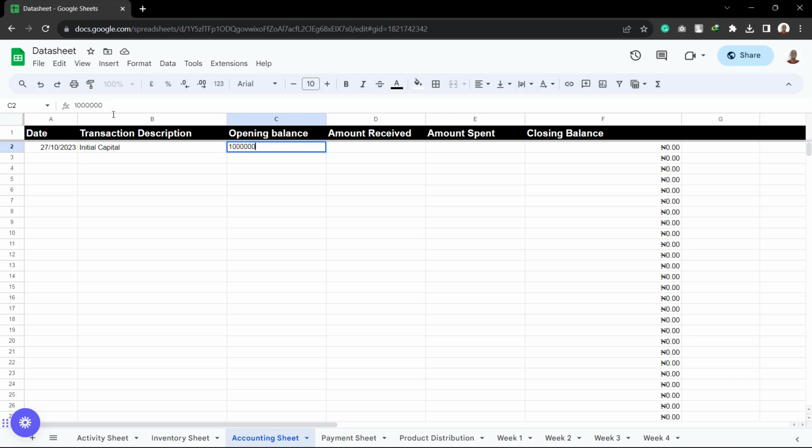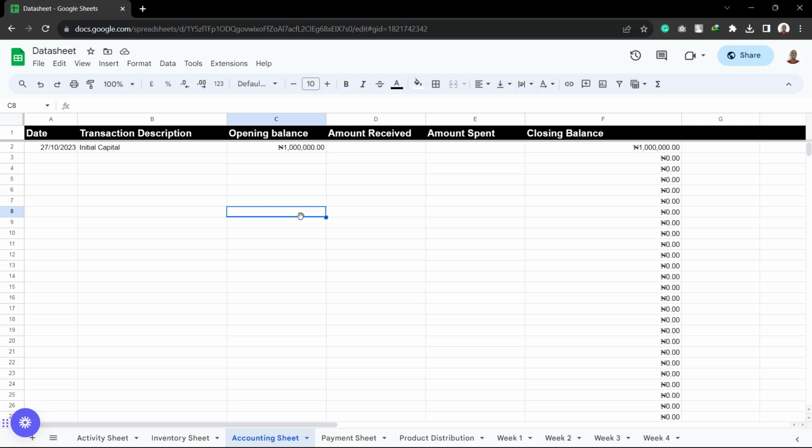I think this is too much. Okay, so this is correct. We have our initial capital of 1 million naira, and that's going to be our opening balance for today. Do you understand? And that's supposed to be the opening balance for everybody.